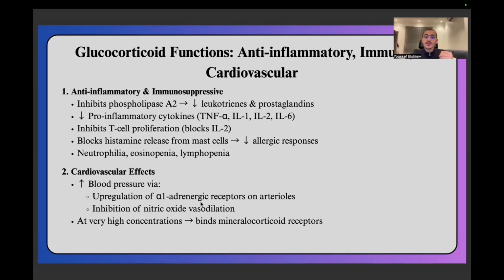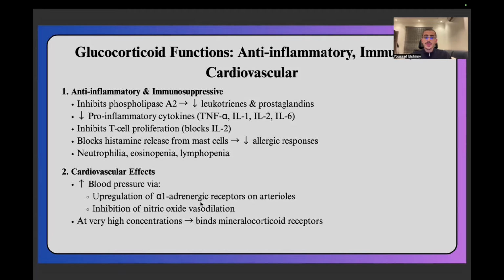It also blocks histamine release from mast cells. And you know, histamine is important in inflammation as well as allergic reactions, allergic responses. So by blocking histamine release from mast cells, this would lead to decreased allergic responses. Also, it affects the WBCs. It causes eosinopenia as well as lymphopenia. So as an overall effect, it causes anti-inflammatory effects as well as immunosuppression. And this is why we take medications for autoimmune diseases and for allergies. We also give steroids or glucocorticoids to decrease the allergic reaction.